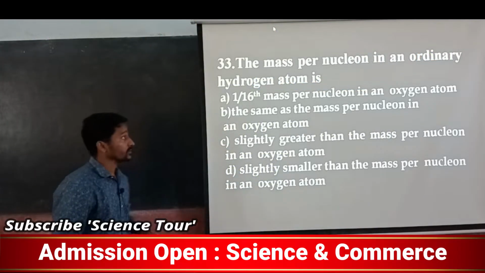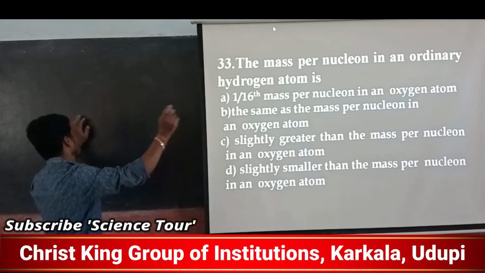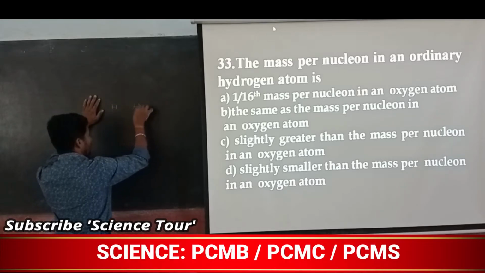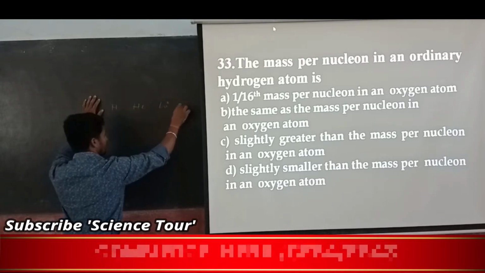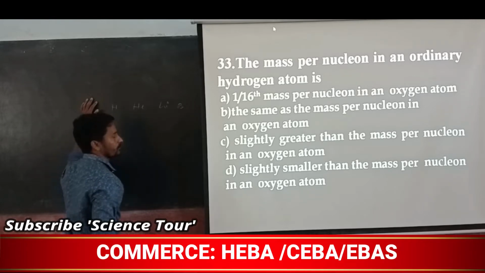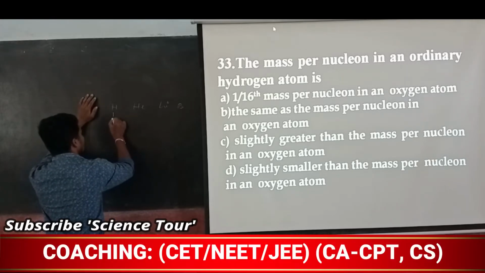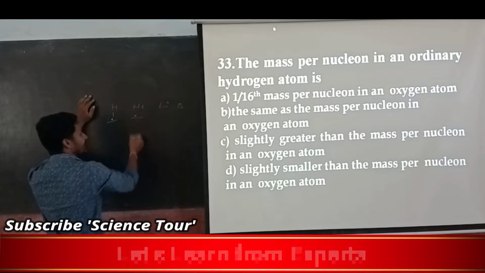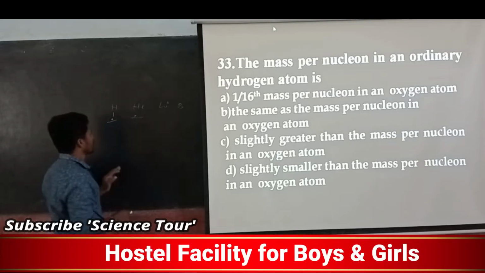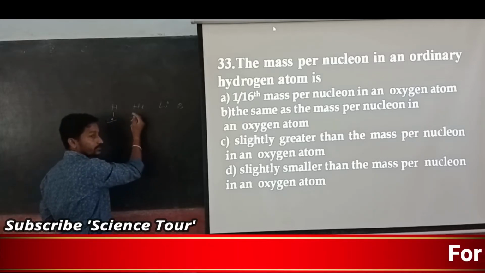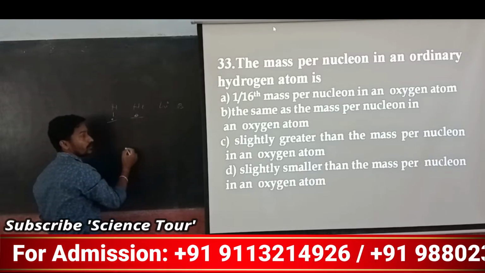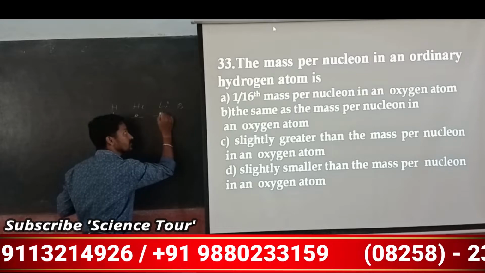The mass per nucleon in an ordinary hydrogen atom. See, mass per nucleon in a hydrogen atom, what happens? Hydrogen, helium, lithium, beryllium, boron, like that it goes. Now, nucleons are there. Mass per nucleon means total mass divided by this. Here the mass becomes a little less because of binding energy. The mass per nucleon becomes less because some mass is utilized for binding energy.